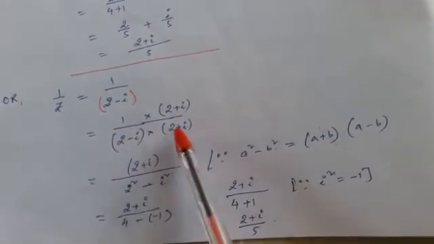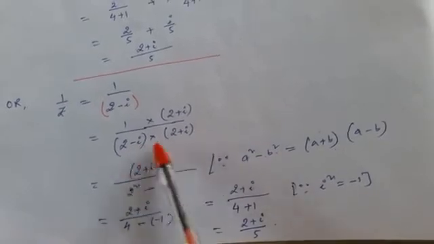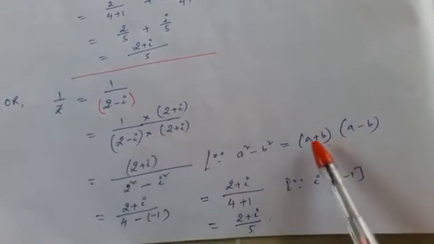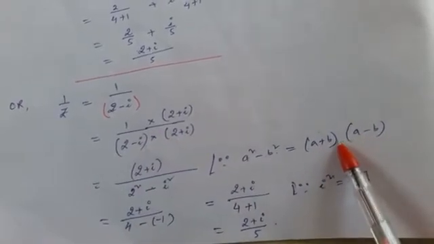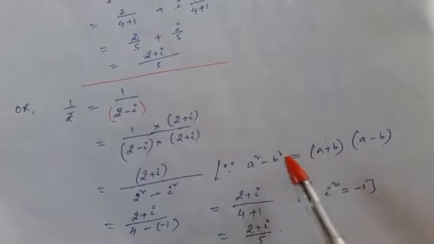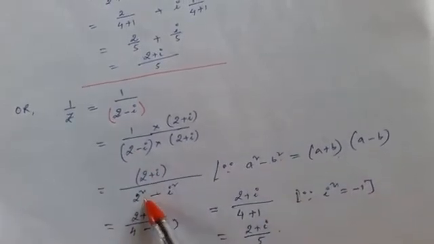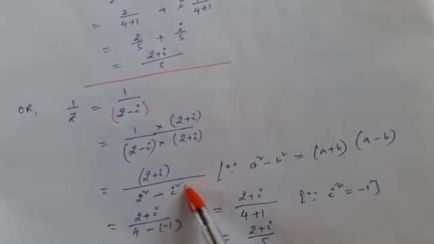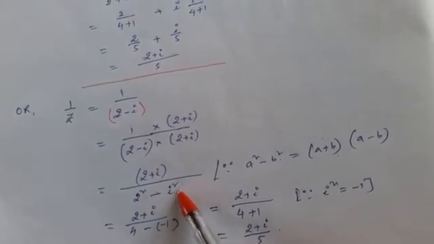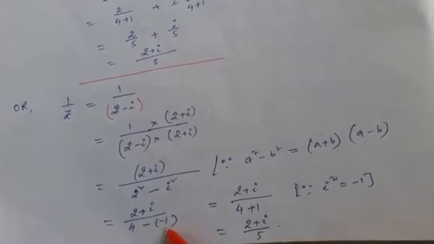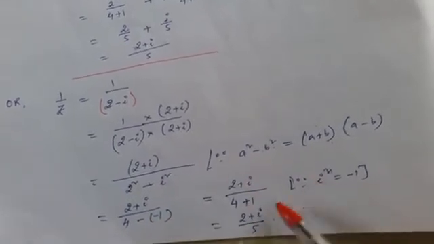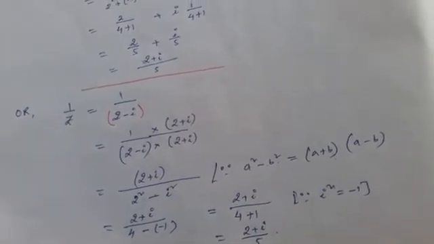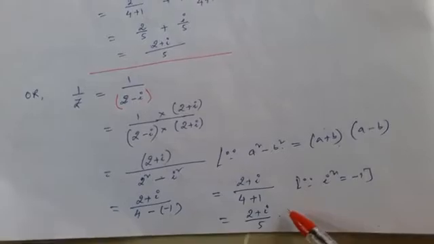Then in this part we can apply a plus b and a minus b. If it matches a plus b and a minus b, what formula will we get? a square minus b square. What is a? 2. What is b? i. 2 square minus i square. We know from before the value of i square. i square is minus 1. 2 twos are 4, and we calculate, we get 2 plus i by 5. Like this also we can get the value of the multiplicative inverse.